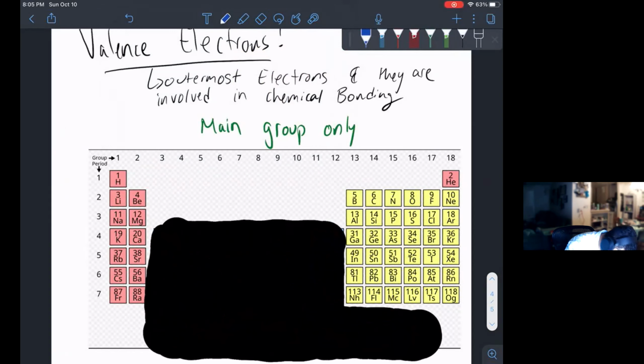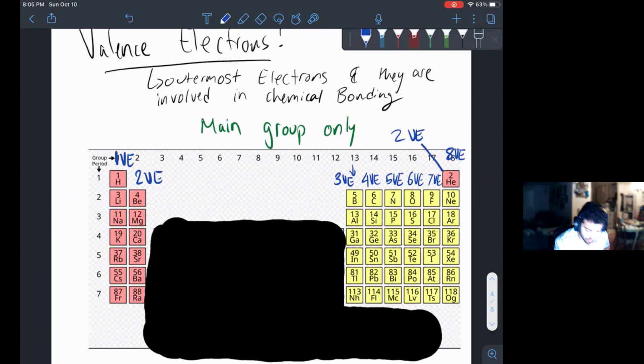And it's pretty simple. For group 1, they have 1 valence electron. For group 2, they have 2 valence electrons. For group 13, they have 3 valence electrons. For group 14, they have 4 valence electrons. 15, 5 valence electrons. It's just whatever the group is minus 10 from 13 on. So this is going to be 6 valence electrons, 7 valence electrons. And lastly, the noble gases have 8 valence electrons, with the exception of helium, which has 2 valence electrons.